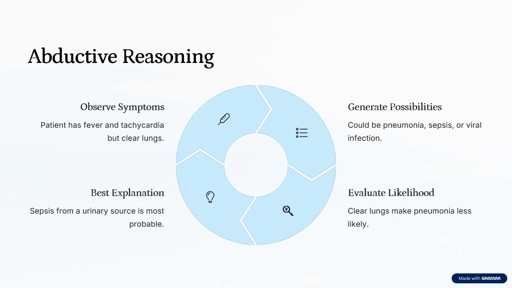We have abductive reasoning. For example, a patient has fever and high heart rate, tachycardia, and the lungs are clear. So what are the possibilities? It could be pneumonia, it could be sepsis, it could be viral infection. From here, since the patient is elderly, urinary source is one common cause of infection. So that's where we diagnose it to be likely from.